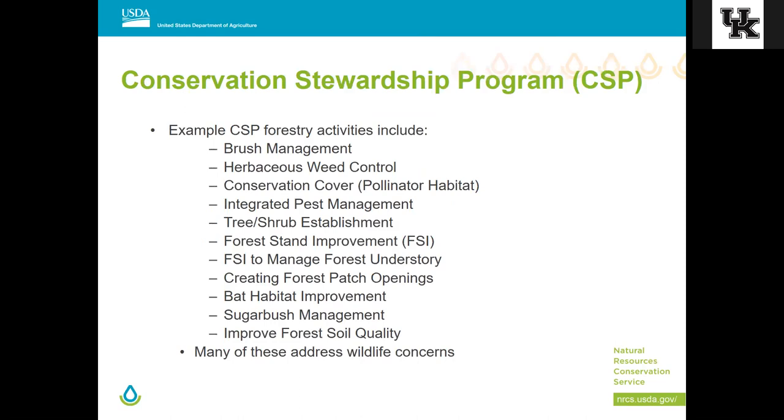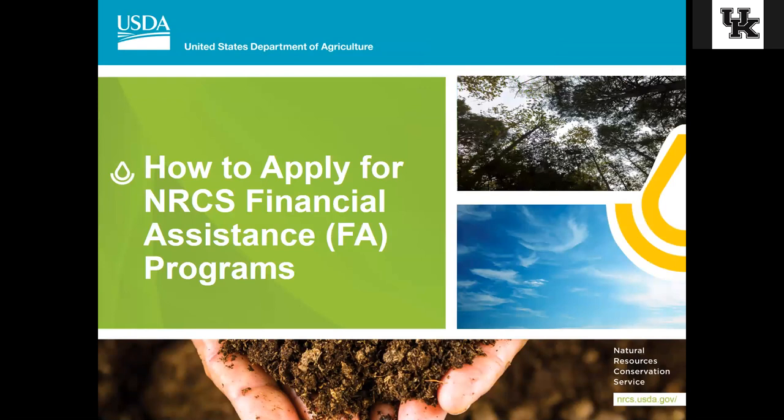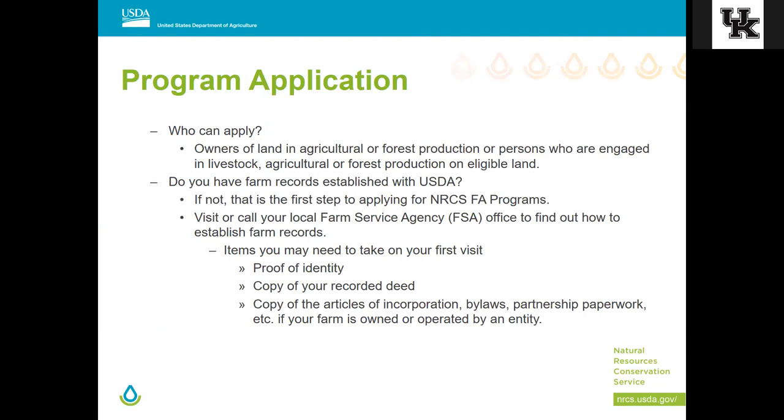Okay, so you've got your plan, you want to implement some of it, but now how do you get the money? Well, come see us. First thing, we're going to make sure that you're eligible to apply. So who's eligible? If you're an owner or an operator, so you don't have to own the land, but if you're an owner or an operator engaged in agricultural forest production on eligible land, and typically eligible land is private land. So if you're an operator of agroforestry on private lands, you're likely to be eligible. First question we're going to ask you is, do you have farm records established with USDA? And if not, that's the first thing you'll need to do.